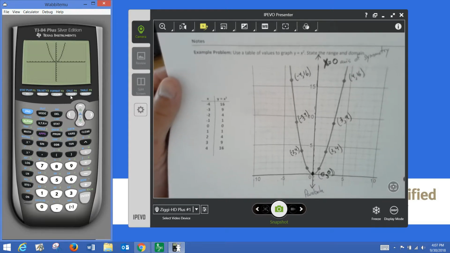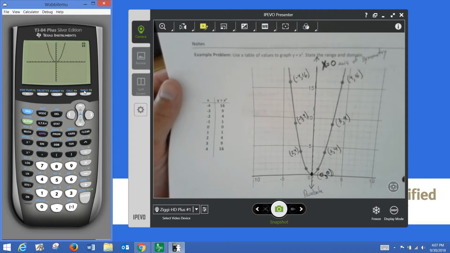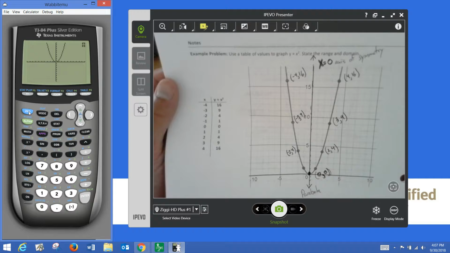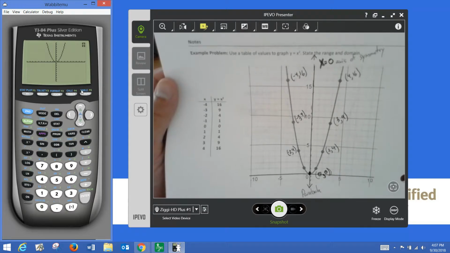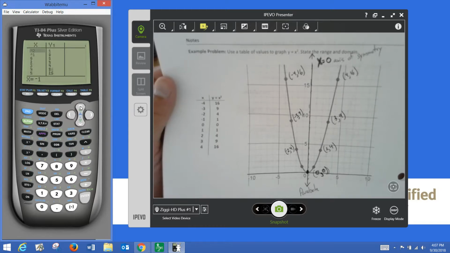Let's go to second, because you notice that the lettering is in blue. So that means you want to press the blue second key, and now you can activate the table command. There you go. And if you go up and down, look at what we have here.